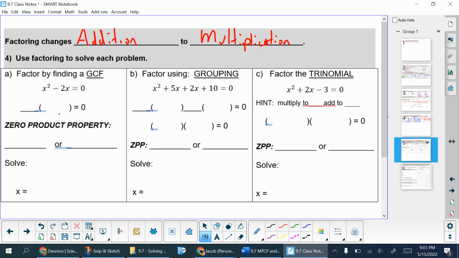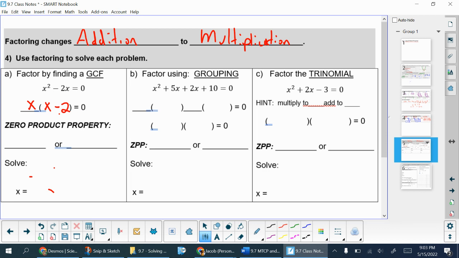So here we're looking at two terms, x squared and 2x. Well, I don't see a common number in the 1 and the 2, but I do see an x in both, so I can factor out the x. And then x times what makes x squared? Well, that's x times x. X times what makes negative 2? Well, that's minus 2. And so now I have that expression, x times x minus 2 is equal to 0.